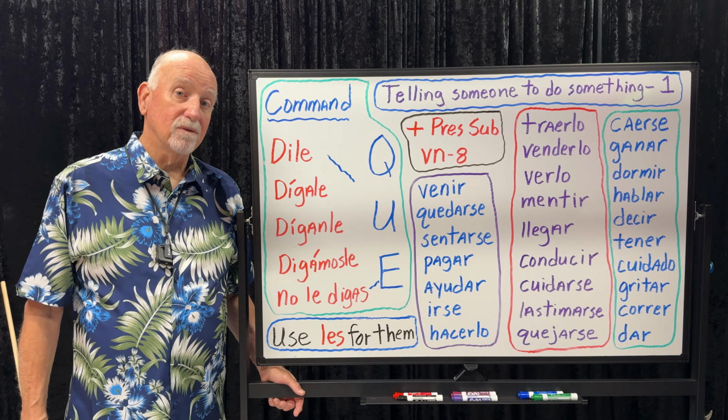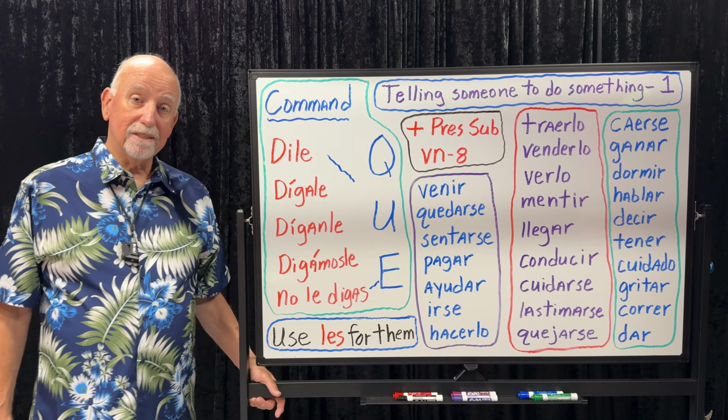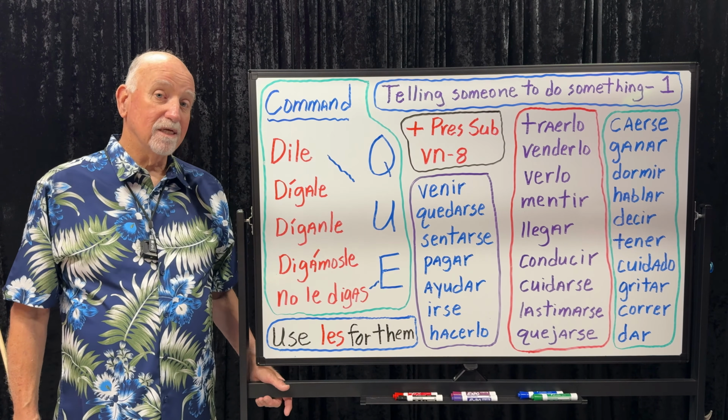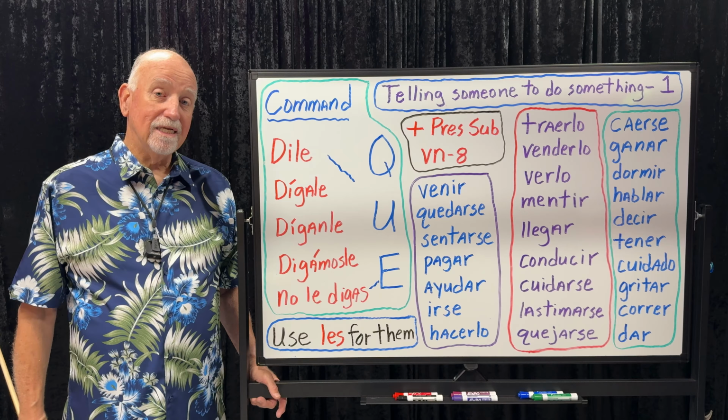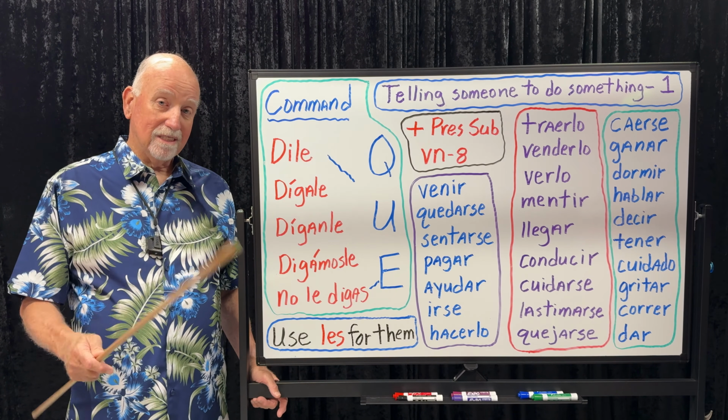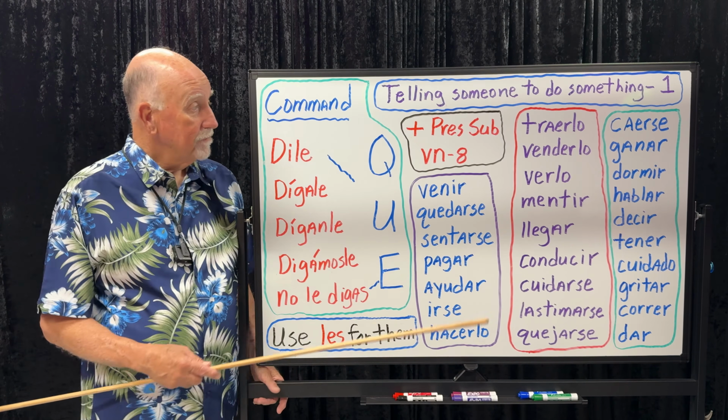Dile que me lo traiga. Tell him to bring it to us. Dile que nos lo traiga. Tell him to bring it to her. Dile que se lo traiga. That you can't have lay lo. You got to change the lay to say. That was a prior lesson.